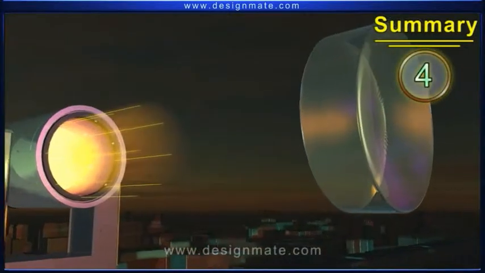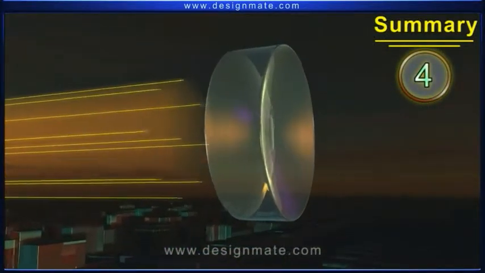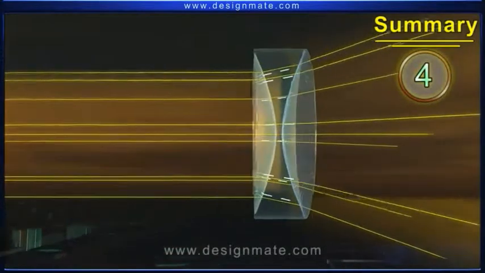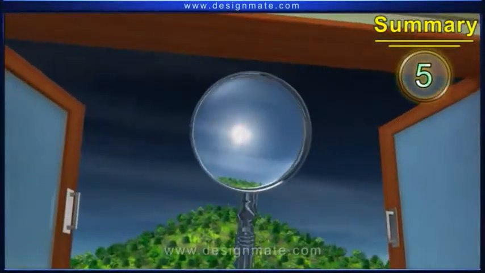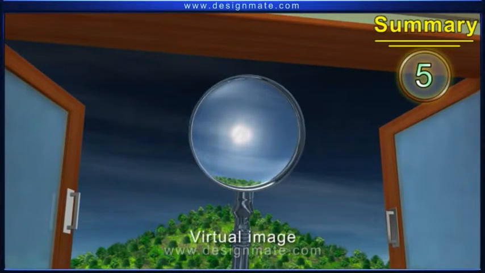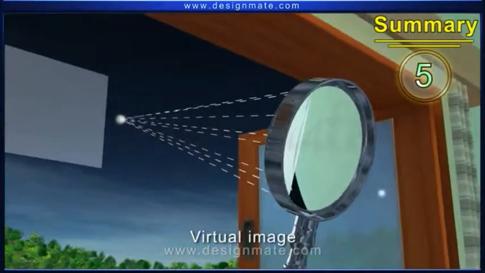4. The parallel rays of light incident on a concave lens undergo divergence as they emerge on the other side. And 5. The concave lens produces a virtual image, that is, an image formed on the same side of the lens as the object.